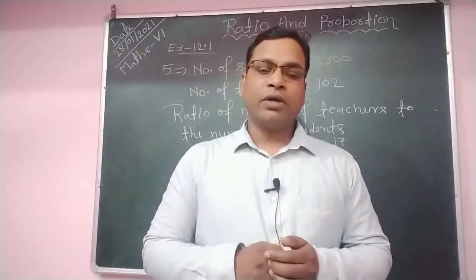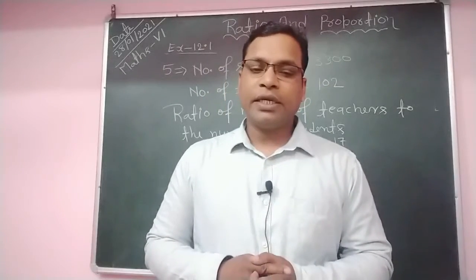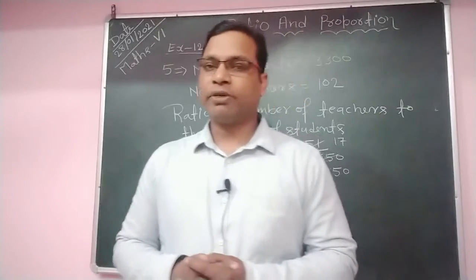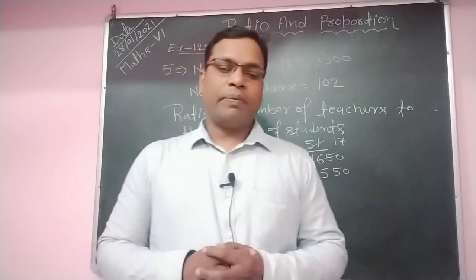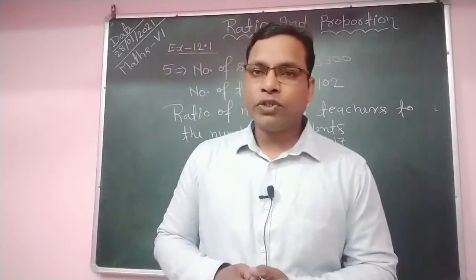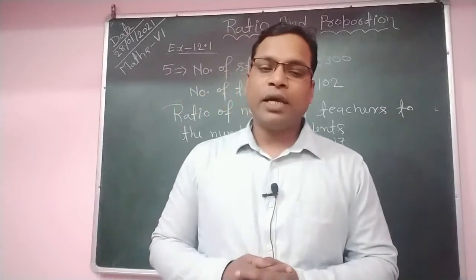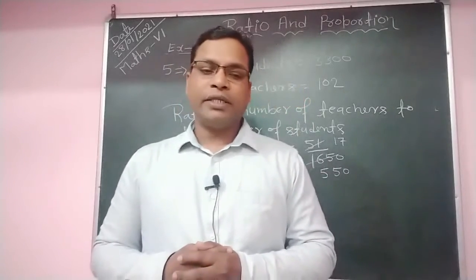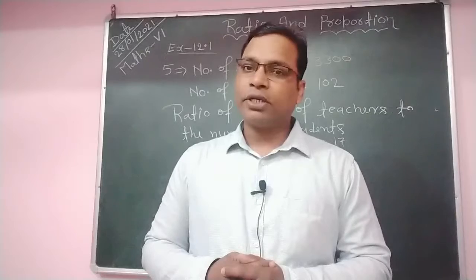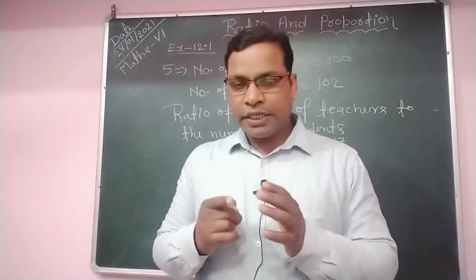Question number 6. The distance traveled by Hamid and Randhir in an hour is 12 kilometers and 9 kilometers respectively. Find the ratio of the speed of Hamid to the speed of Randhir. Okay, so the time taken by both Randhir and Hamid is 1 hour, and the distance traveled by Hamid and Randhir is 12 kilometers and 9 kilometers respectively. So first we convert it into speed, and then we find the ratio.